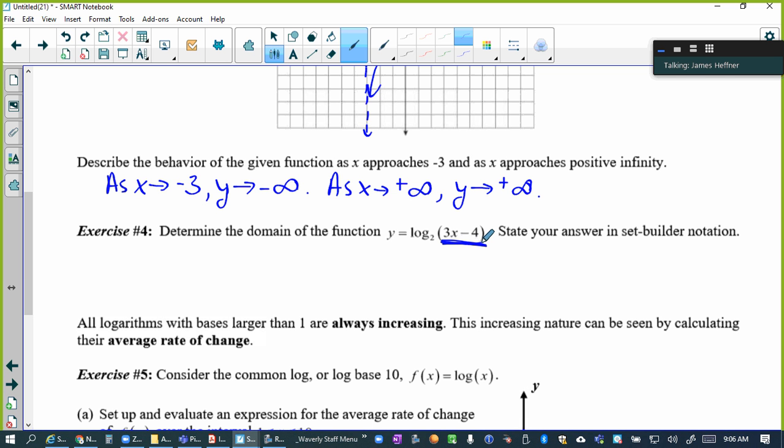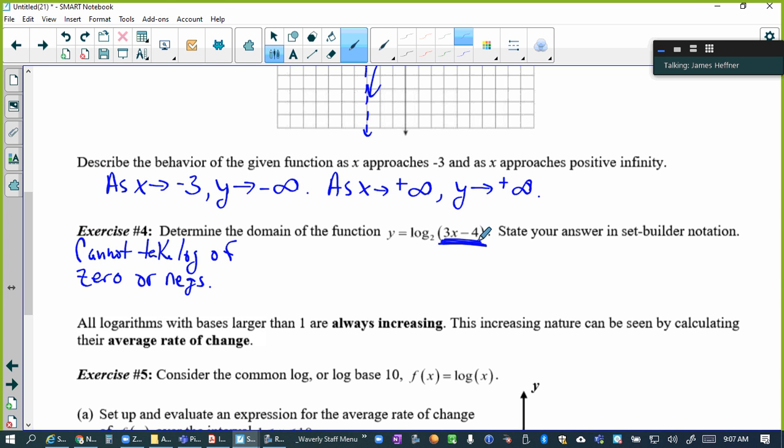Just to reiterate, we cannot take the log of 0 or negatives. Okay. So let's see what value of x would cause that to be 0 or negative.